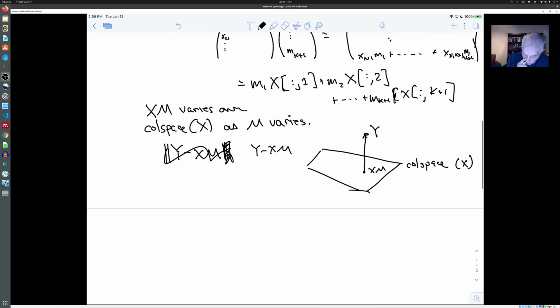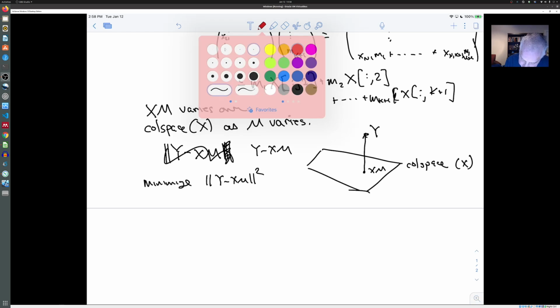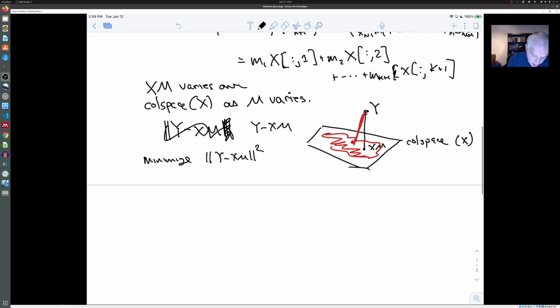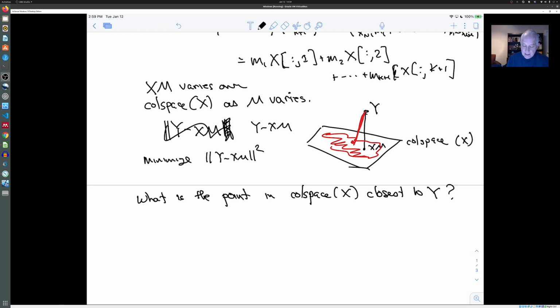So when we minimize y minus xm squared, what we're doing is we're allowing xm to vary over the column space of x. And we're looking for the point in that column space which is closest to y. So our solution to the least squares problem is: what is the point in column space x closest to y?